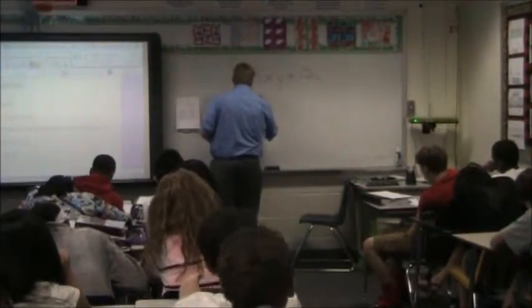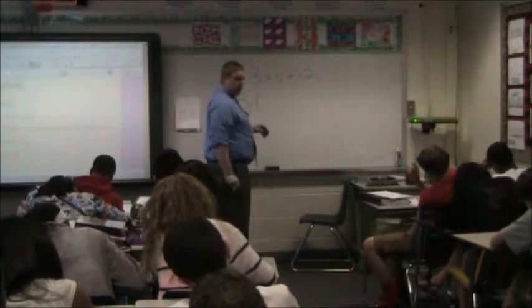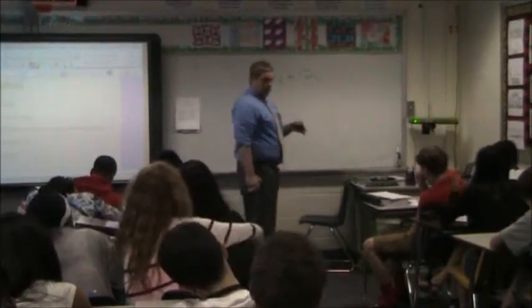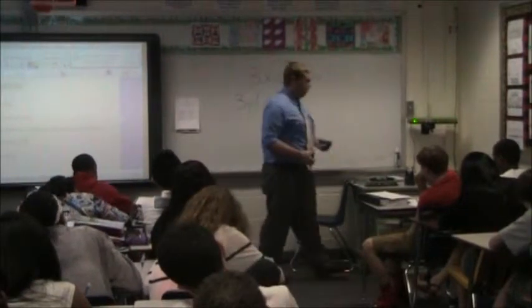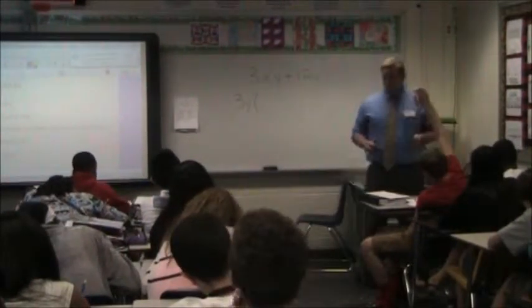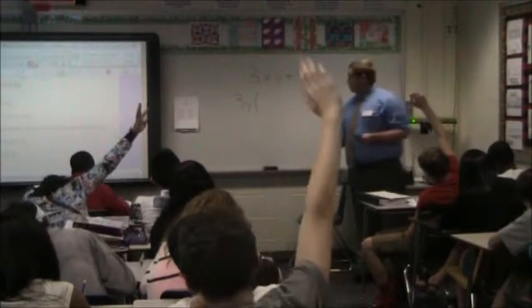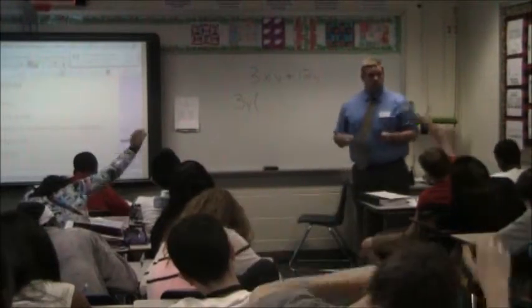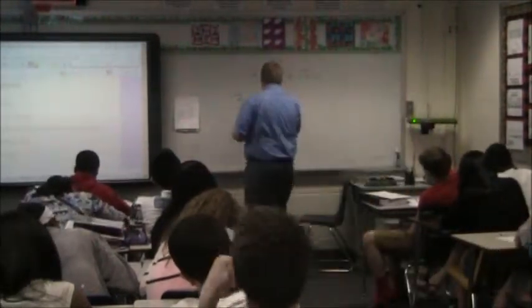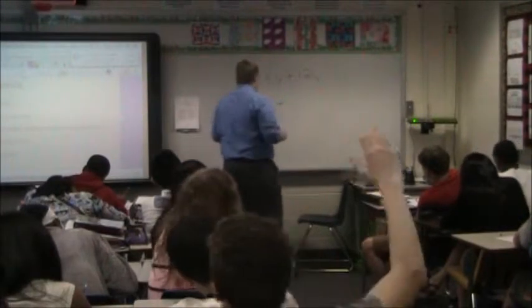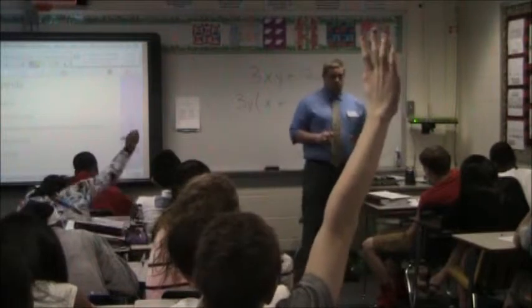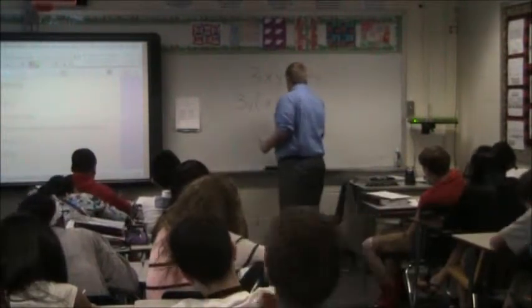So then what do we do with the greatest common factor? Divide. So it's 3xy divided by 3y. Anybody? X. How about 12y divided by 3y? 4y. Good.